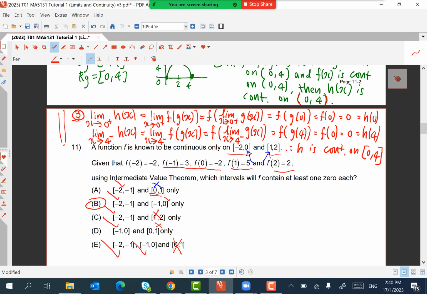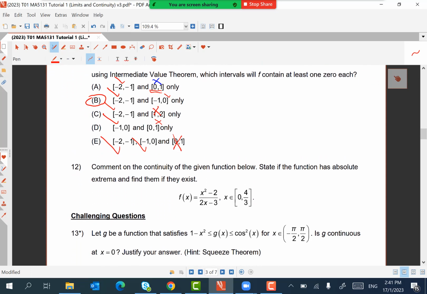So this is a trick question. You want to trick students into believing that just because of a change of sign, things will always work. You must check for continuity. This question tells you that there is no known continuity between these two numbers, 0 and 1, so I can't tell. That's question 11.